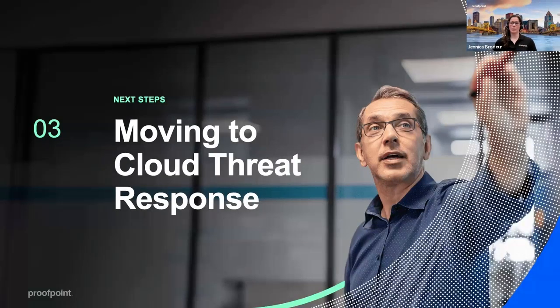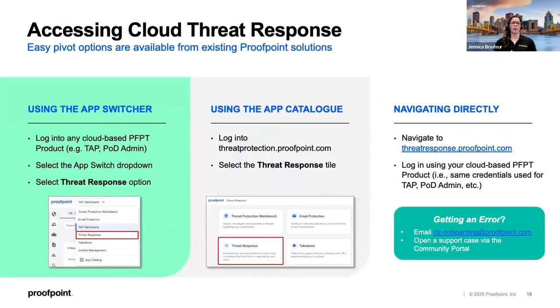Excellent. So what I'm going to talk about now is what the process looks like in terms of moving to Cloud Threat Response. We're going to talk a little bit about how you can access Cloud Threat Response. Cloud Threat Response is part of your TRAP licensing, so this is not a product that you need to purchase. You are entitled to it as a current TRAP customer. And in most cases, your Cloud Threat Response tenant is already provisioned.